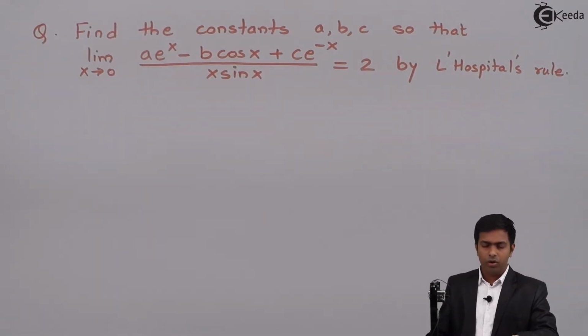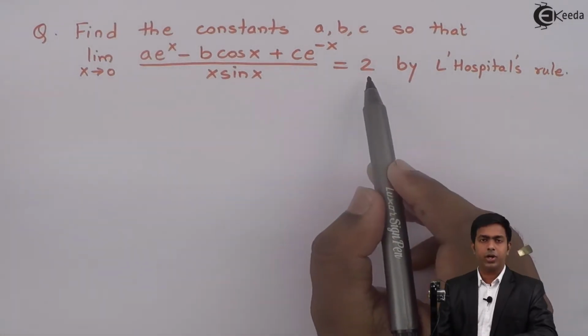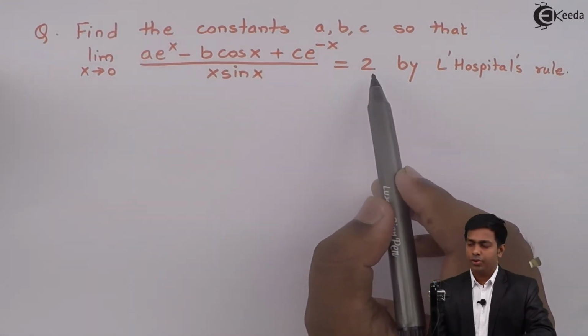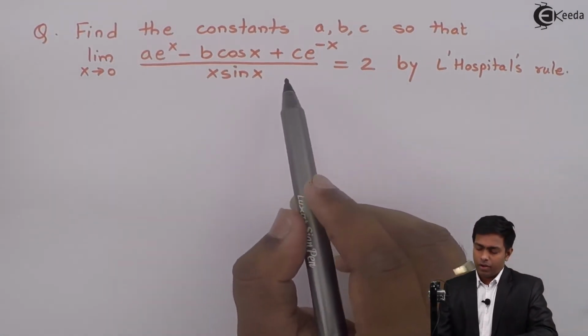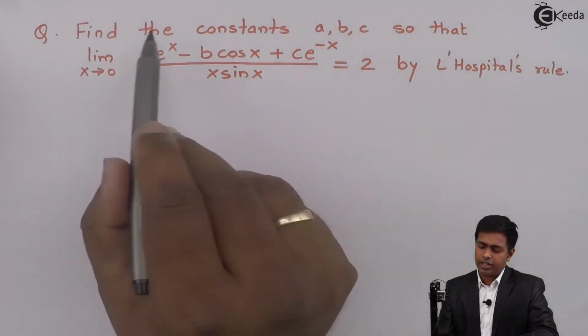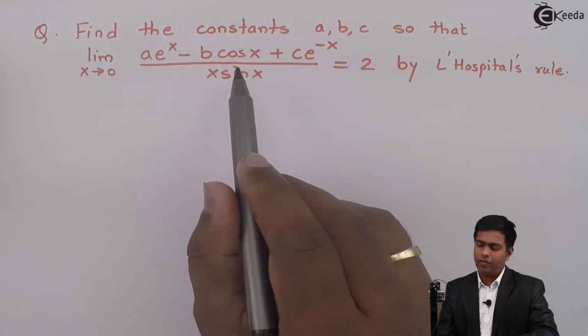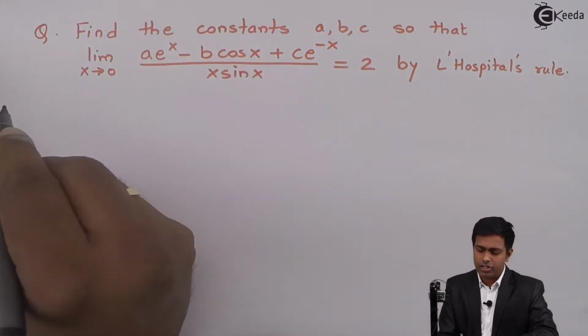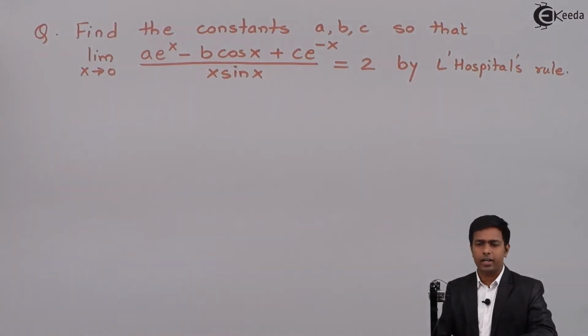Now, if you observe the given term, the given limit is finite because we are getting the answer of the given limit as 2. So for this we have to apply L'Hopital's rule. I'll start by considering the given limit as L and solve it, and by solving we'll get some equations, and by solving those equations we can get the values of a, b and c.